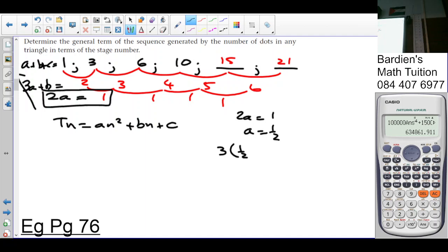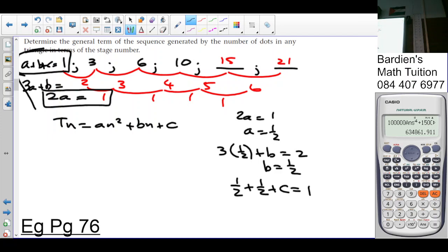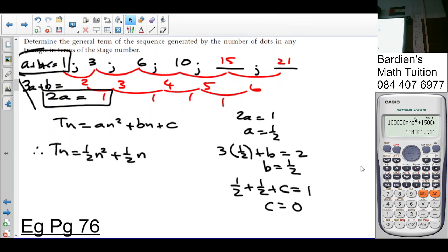3a, which is a half, plus b is 2. 3 times a half is 1 and a half. 2 minus 1 and a half is half. Okay? And then a plus b plus c is 1. So a is a half, plus b is a half, plus c is equal to 1. What's half plus half? 1. So c is equal to 1 minus 1, which is 0. So therefore the general term is Tn is equal to a half n squared plus a half n plus 0. Don't have to write that in.